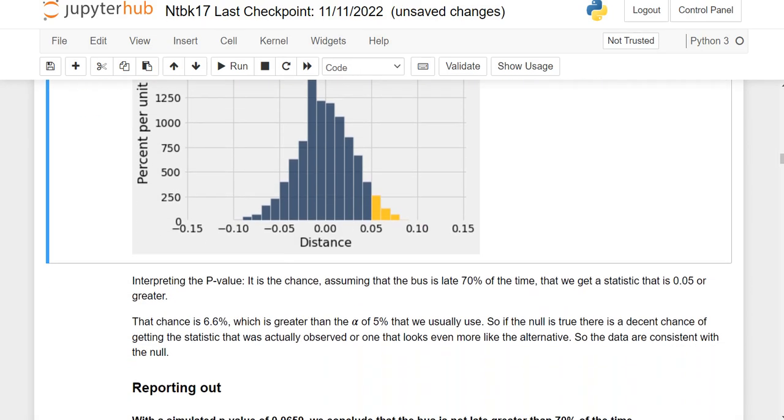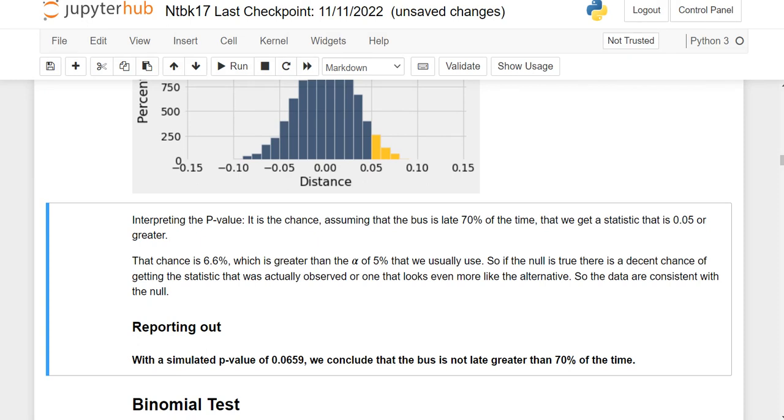So, interpreting the p-value, we have the chance that the bus is late 70% of the time, and we get a statistic that is 0.05 or greater. It actually happens that the chance of this happening is 6.6%. So the chance of the bus being late more than 70% of the time is 6.6%. That's the amount of area of this histogram that is shaded. That's what we're showing.